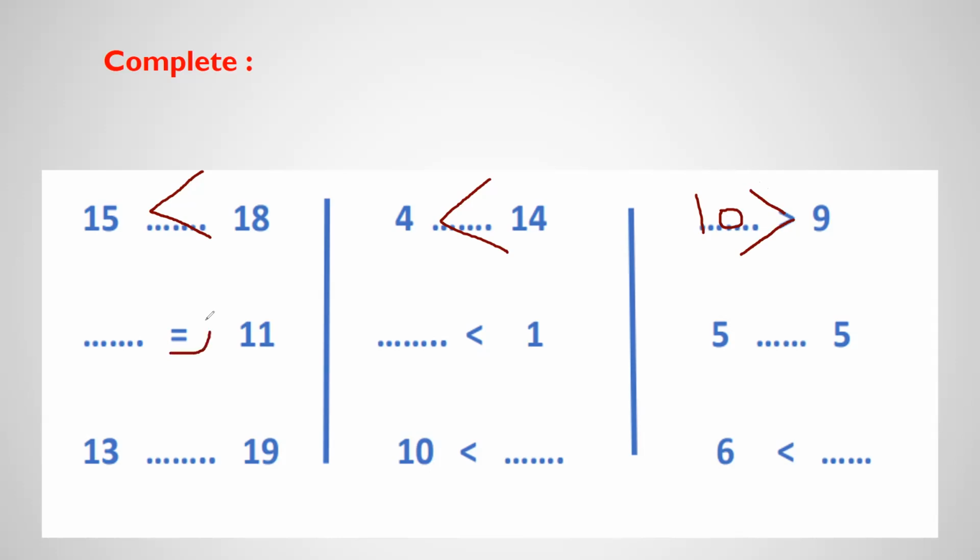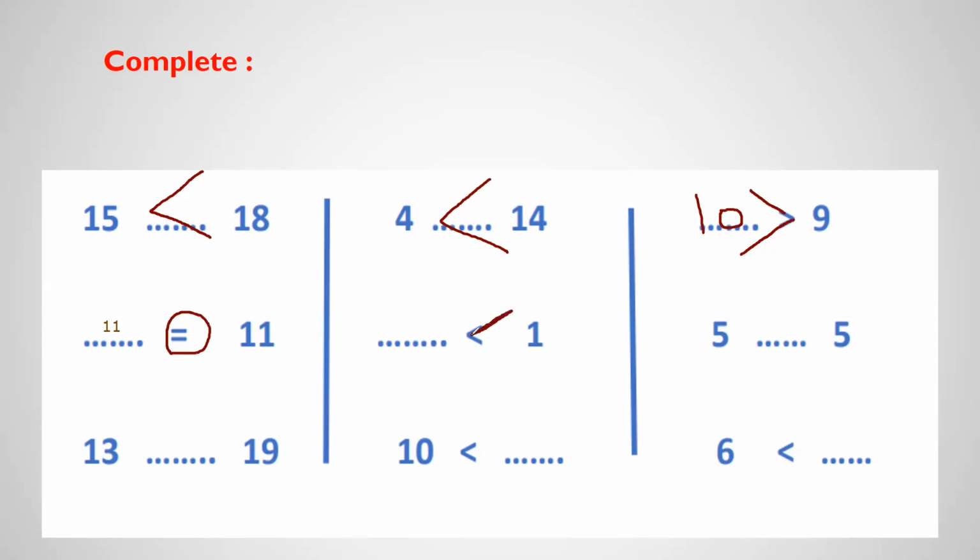Okay, here we have the equal sign, and equal, we said, means they are the same. So here we have number 11. Here also will be 11. So 11 is equal to 11. What about the next one?